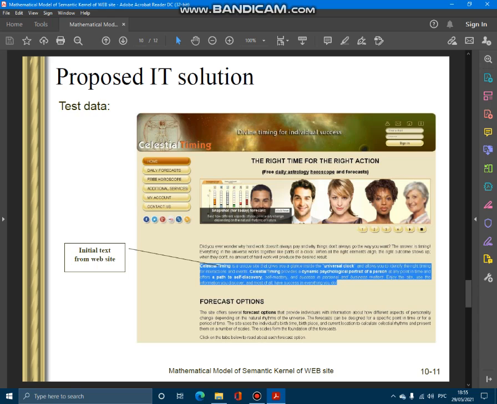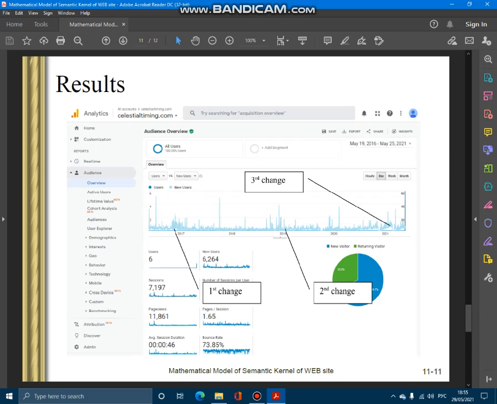We compared the results of the formation of kernels with the data of Google Analytics, slide number 11. The web content of this site has changed 3 times over the last 10 years. As you can see from the Google Analytics data, each such change was accompanied by a surge in user activity.